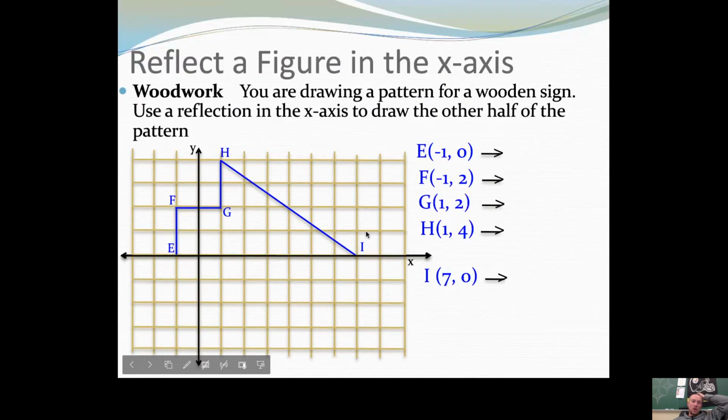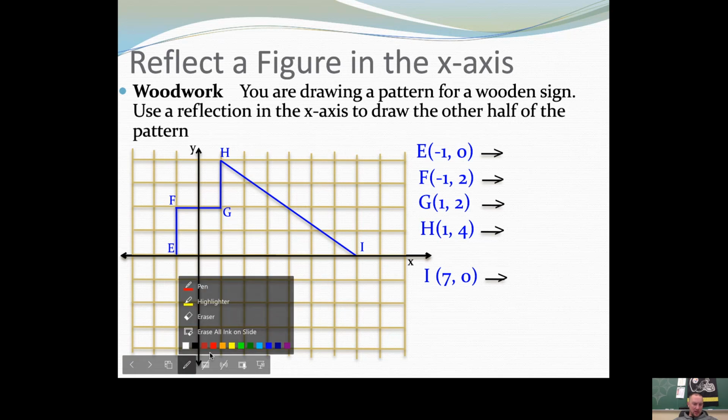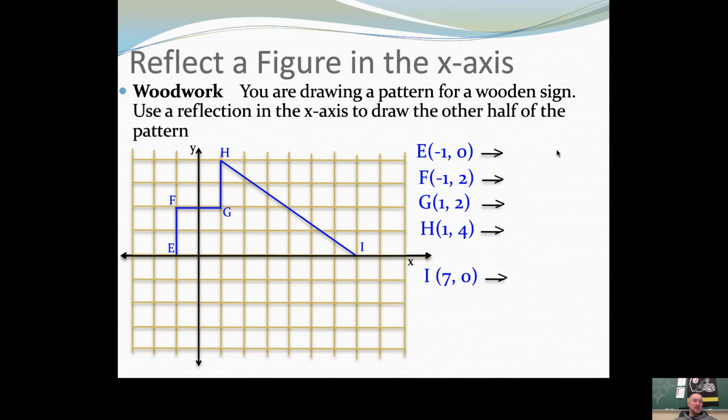How does that look? Well, here's an example. We have this figure. We want a mirror image of it down here, and that would be pretty easy to do just by appearance. I think you could probably figure it out, but here's how you do it using that notation. We want to flip over the x-axis. So what that means is you need to keep your x values the same.